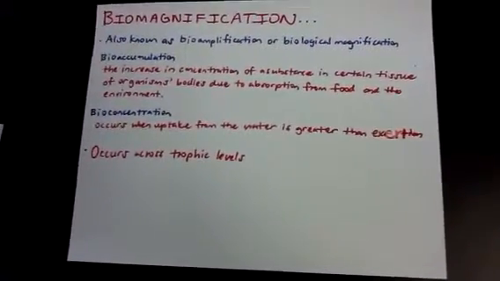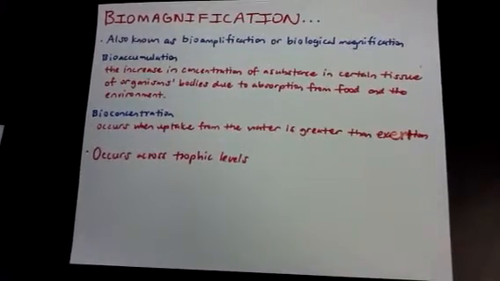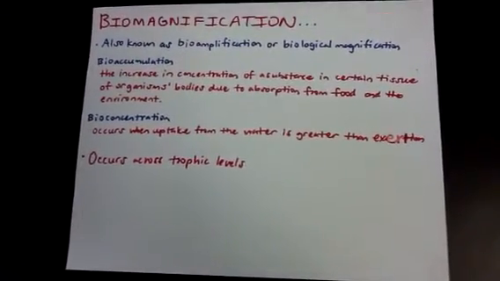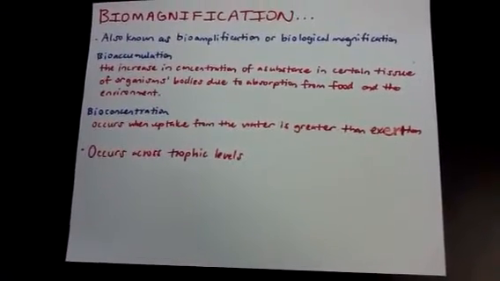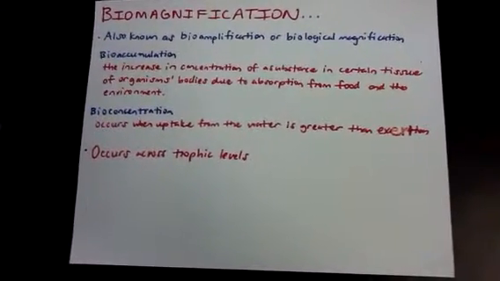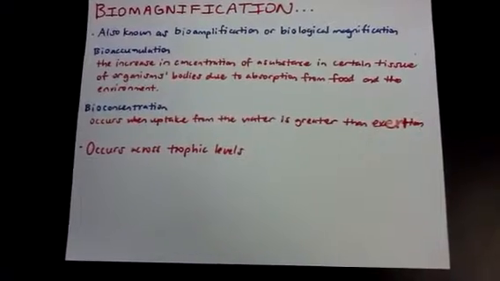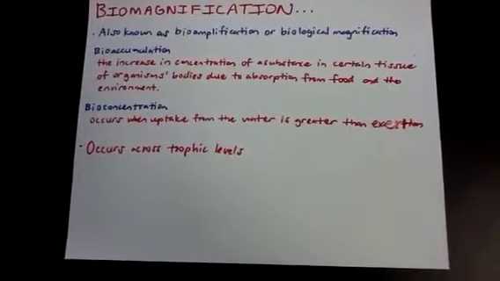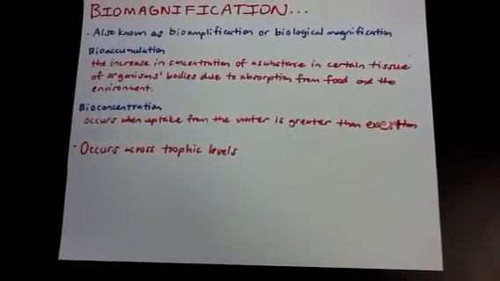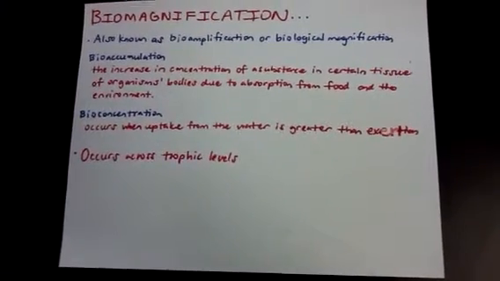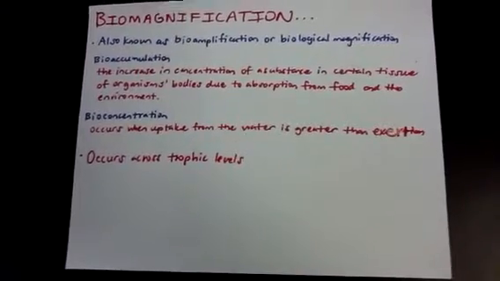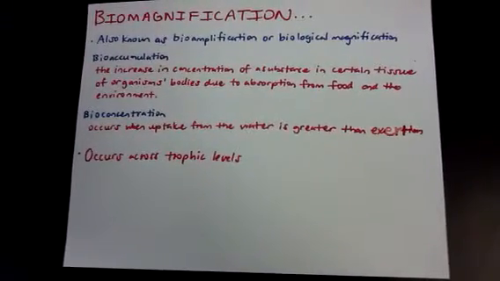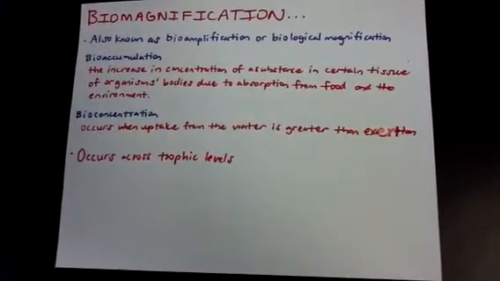Biomagnification. So remember, bio means life, and magnification just means enhancing something. Also known as bioamplification or biological magnification. So it happens two ways. You have bioaccumulation, which is the increase in the concentration of a substance in certain tissues of organisms' bodies due to absorption from food and the environment. Then you have bioconcentration, which occurs when uptake from the water is greater than excretion.